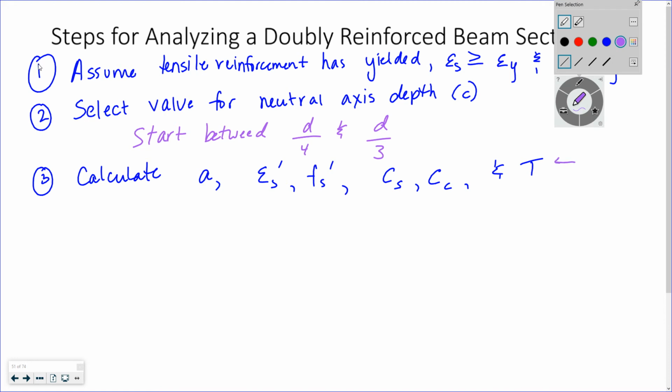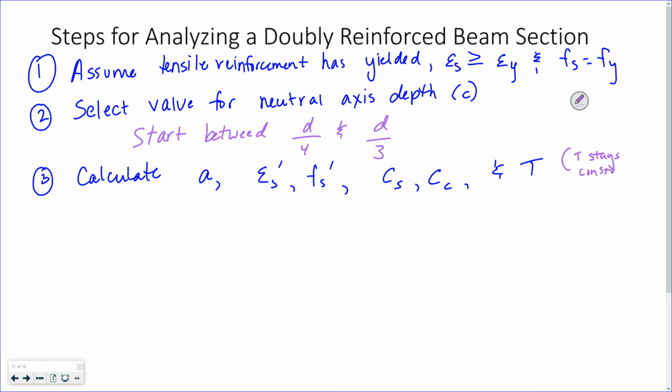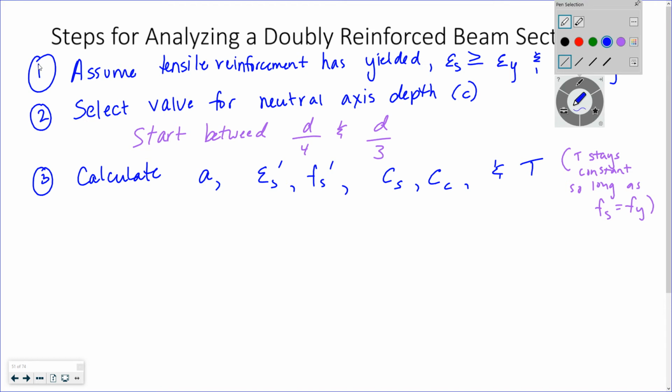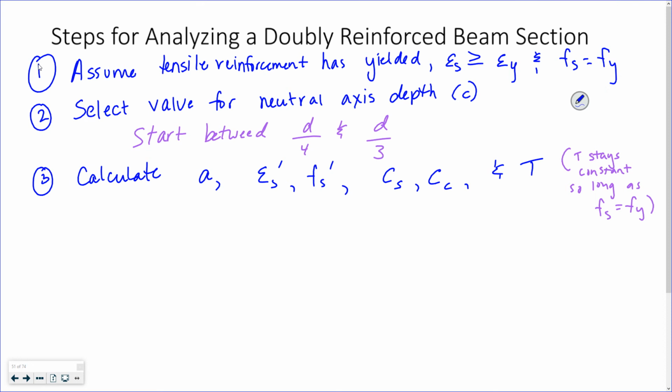T stays constant, so long as your tension reinforcement has yielded. The only thing that's going to change is your C and then your A associated with it, your strain in your compression reinforcement, the stress in your compression reinforcement, the force in your compression reinforcement, then the force in your concrete in compression. Those are going to change.